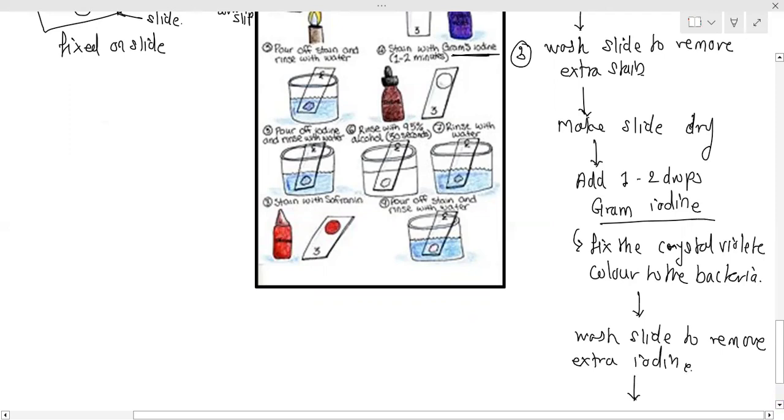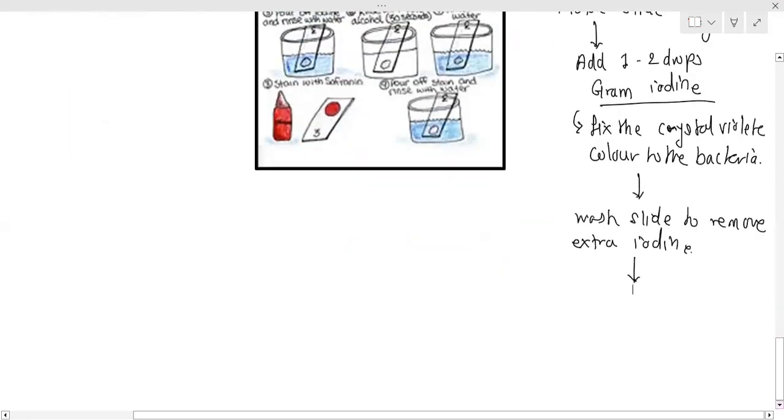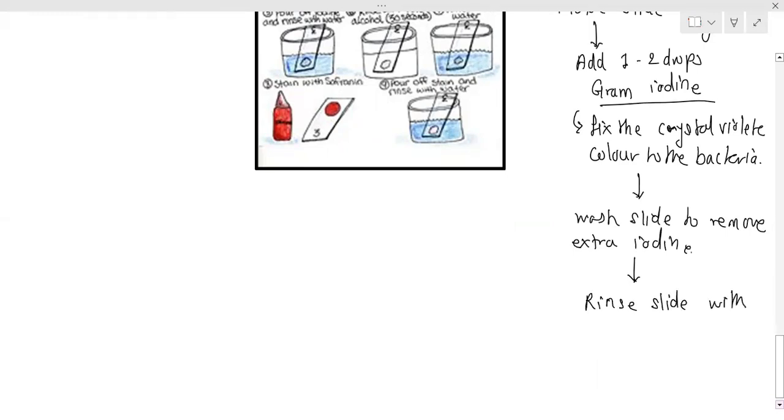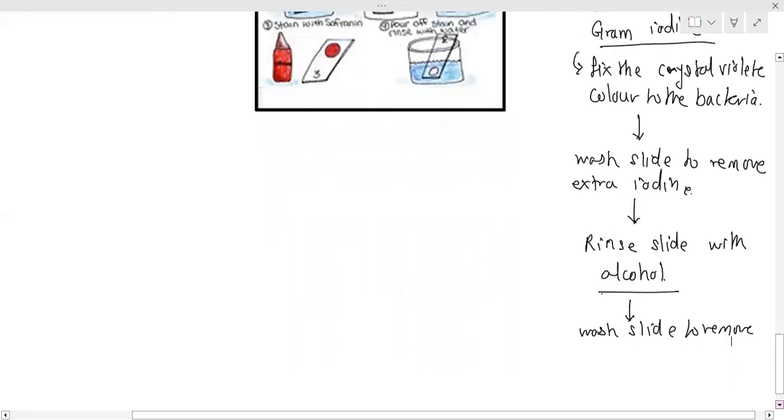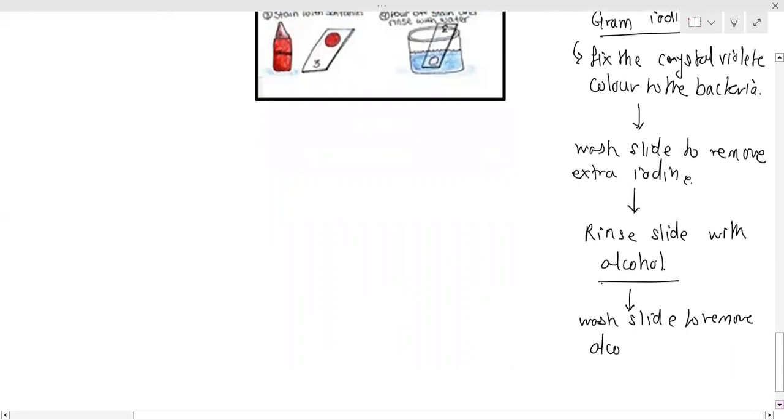Then again rinse the slide with alcohol, a little bit of alcohol. Rinse the slide. Again wash the slide to remove the alcohol. Understanding? Okay. Fine. We will repeat the steps, by the way.